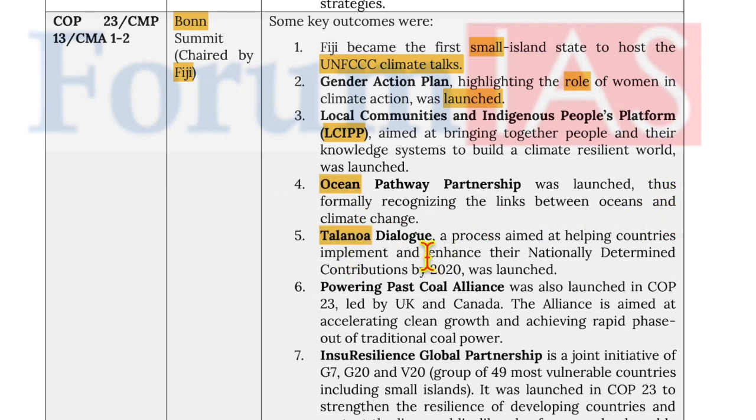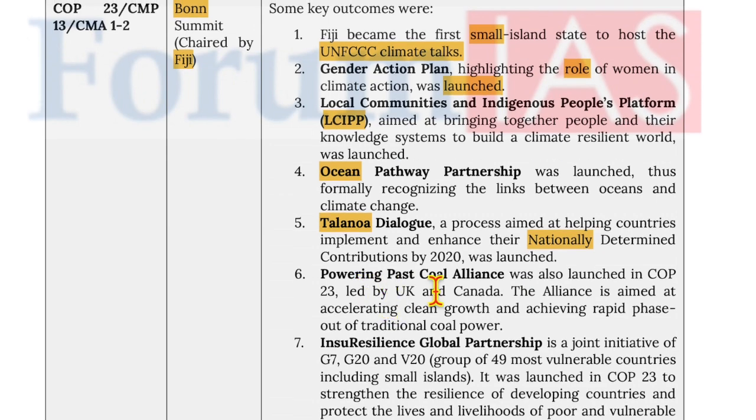Talanoa Dialogue, a process aimed at helping countries implement and enhance their nationally determined contributions by 2020, was launched. Powering Past Coal Alliance was launched in COP23, led by UK and Canada. The alliance is aimed at accelerating clean growth and achieving rapid phase-out of traditional coal power.